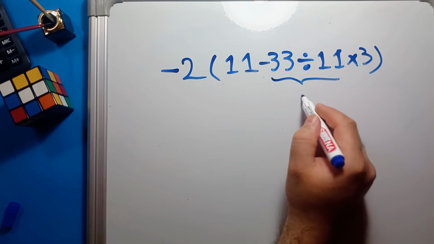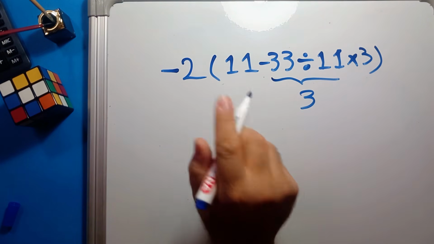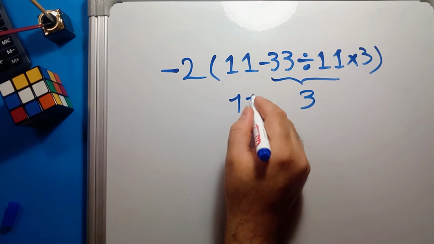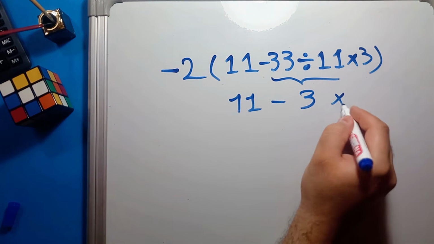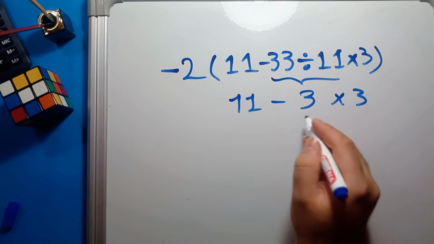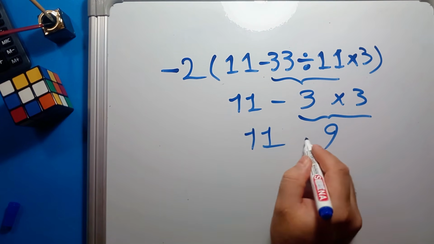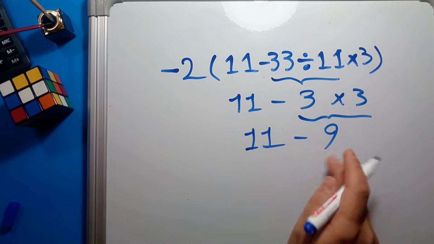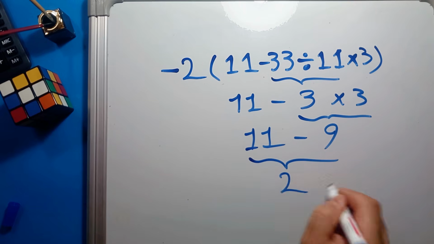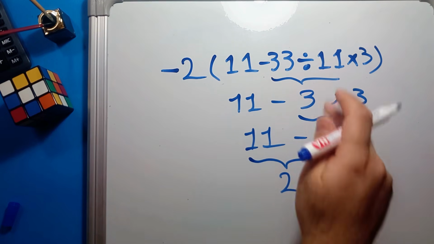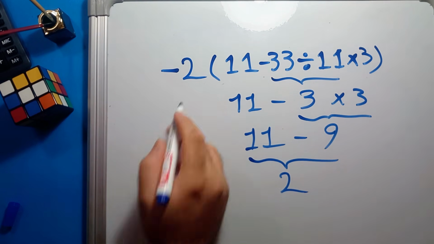33 divided by 11 equals 3. Now the expression becomes 11 minus 3 times 3. 3 times 3 equals 9. Now the expression becomes 11 minus 9. 11 minus 9 equals 2. So the value inside the parentheses is 2.